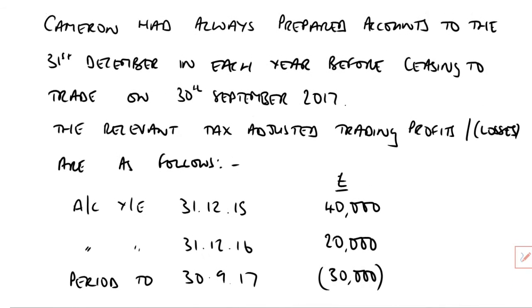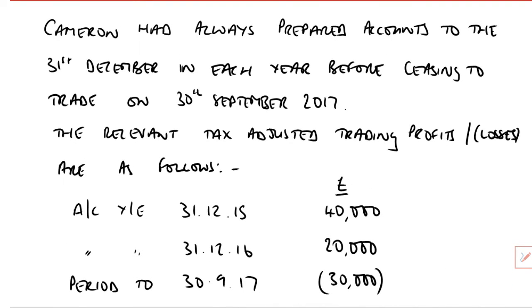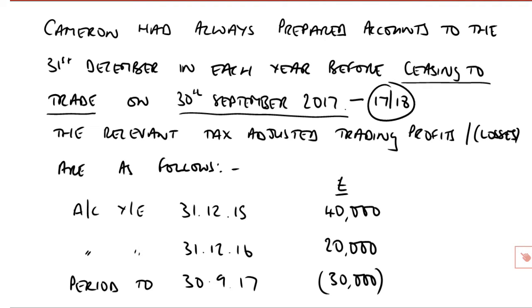Right, let's remind ourselves of how we deal with a closing years problem and what we do first. First thing we do is to identify what is the final tax year, based, of course, on the date that you ceased to trade, it here being the 30th of September 17. So that therefore puts it in the 17-18 tax year.